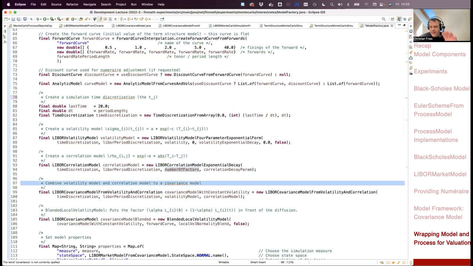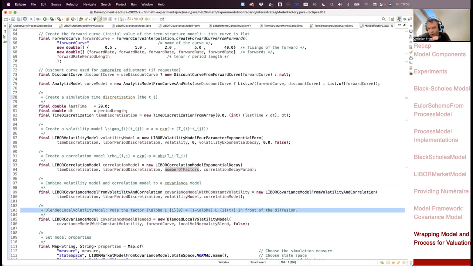Combine the two, volatility and correlation, to the covariance. That was the implementation we saw. Add the local volatility factor, alpha Li of 0 plus 1 minus alpha Li of t. So this is actually the displacement, displaced model. So this here is a constant. This is just the plus Di. Okay, so this is like an Li plus Di. So this is the interpolation that interpolates between log normal model and normal model. Create that with a corresponding parameter. And then I have my covariance model.